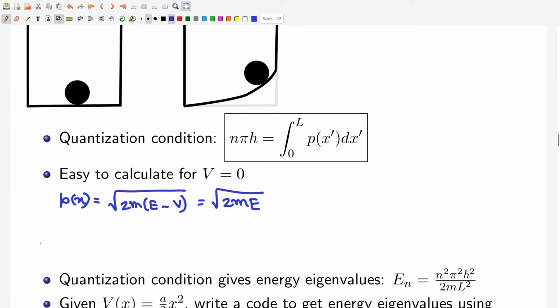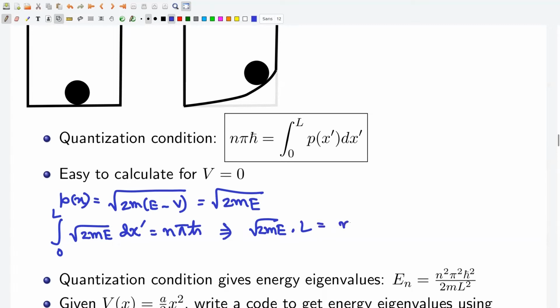Thus, we can write the integral from 0 to L of p(x) = √(2mE) dx equals nπħ, which implies that √(2mE) times L equals nπħ.